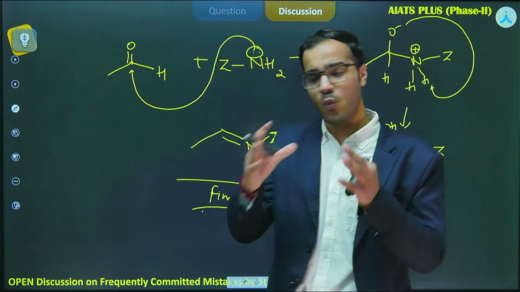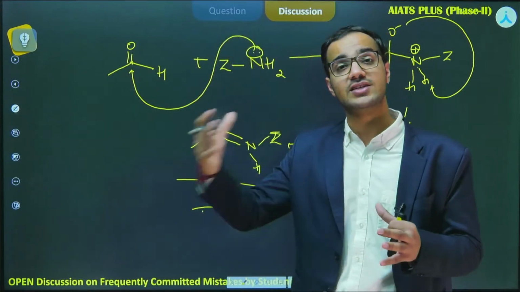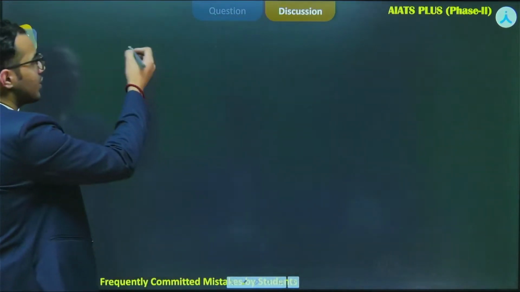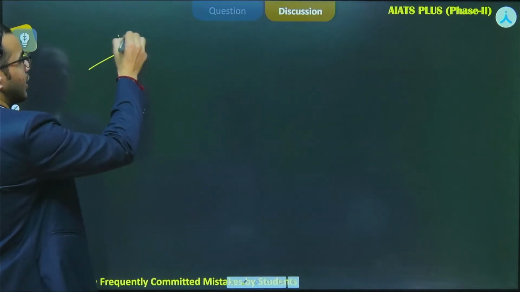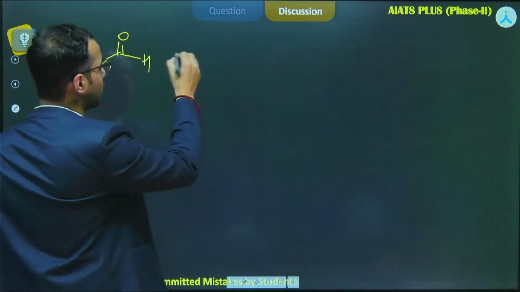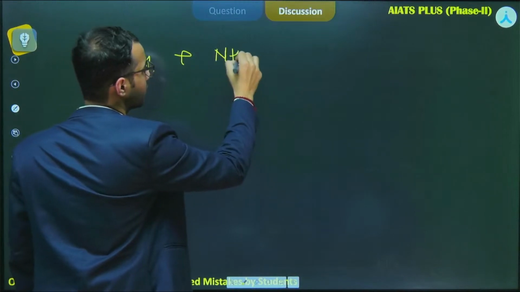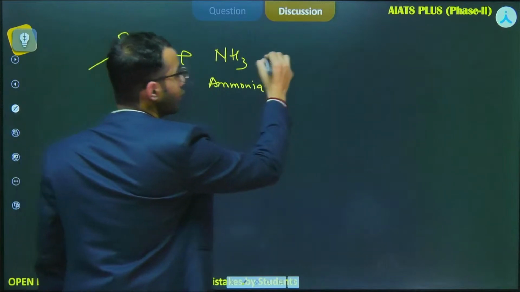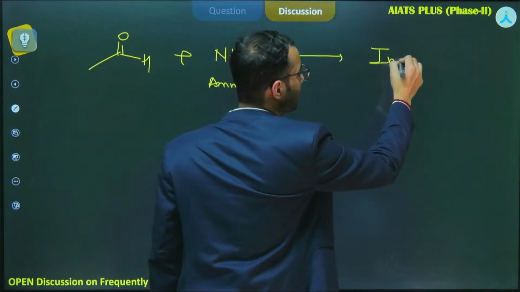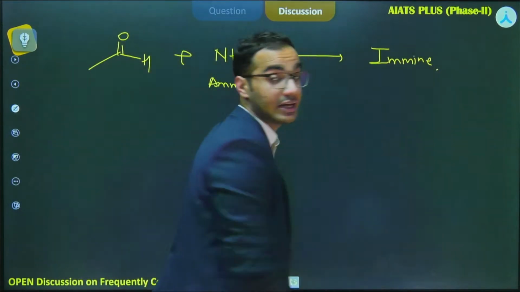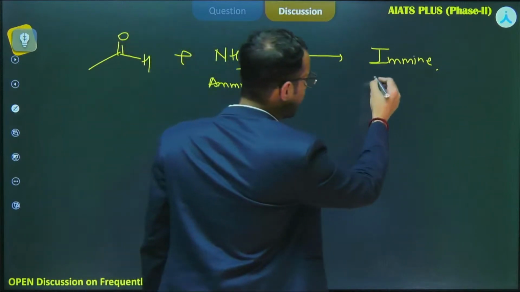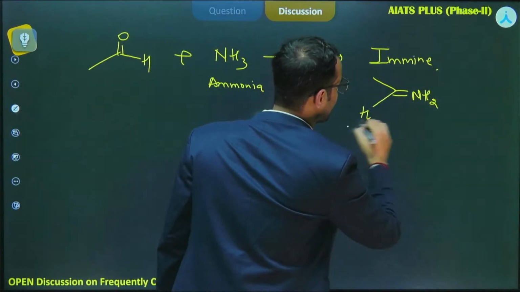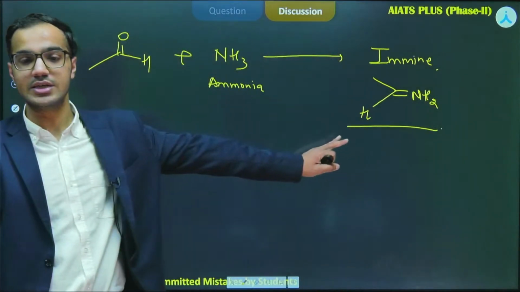So let us discuss what can be the Z and why the name changes and what is the approach to deal with. If you are reacting, let us say you have the aldehyde and you are reacting with ammonia, this is ammonia, you are getting an imine. How does the structure look? It will look like R-CH double bond NH. This is imine.